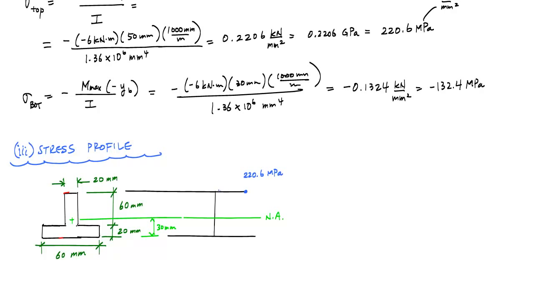And so I have a stress here of 220.6 MPa, and it's linear from zero stress at the neutral axis like this. So I have this linear tensile stress pulling here, and then at the very bottom I have negative 132.4 in compression, which means right about here, this is 132.4 megapascals in compression. So I am compressing the surface, if you will.